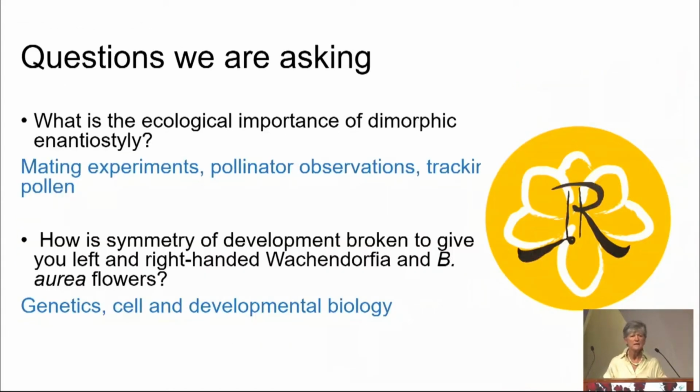What are the questions we're asking? So we start off from the ecological and evolutionary approach, which is what's the ecological importance of dimorphic enantiostyly, and I'll share some of those results with you briefly, and then we'll go on to how is symmetry actually broken, and how we've used genetics and cell and developmental biology to answer that.